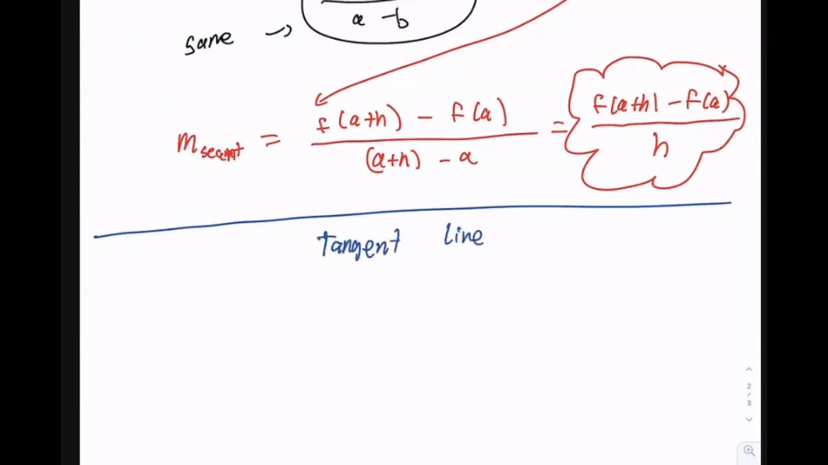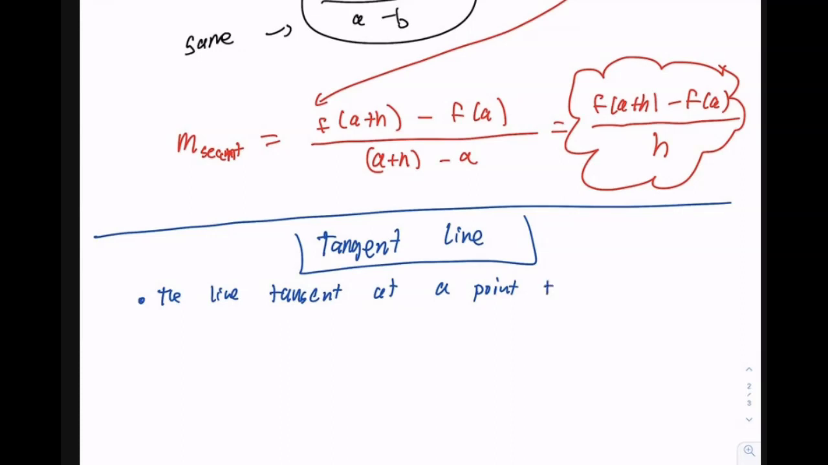Tangent line. We define that the line tangent at a point touches only the point x equals a when zoomed in.